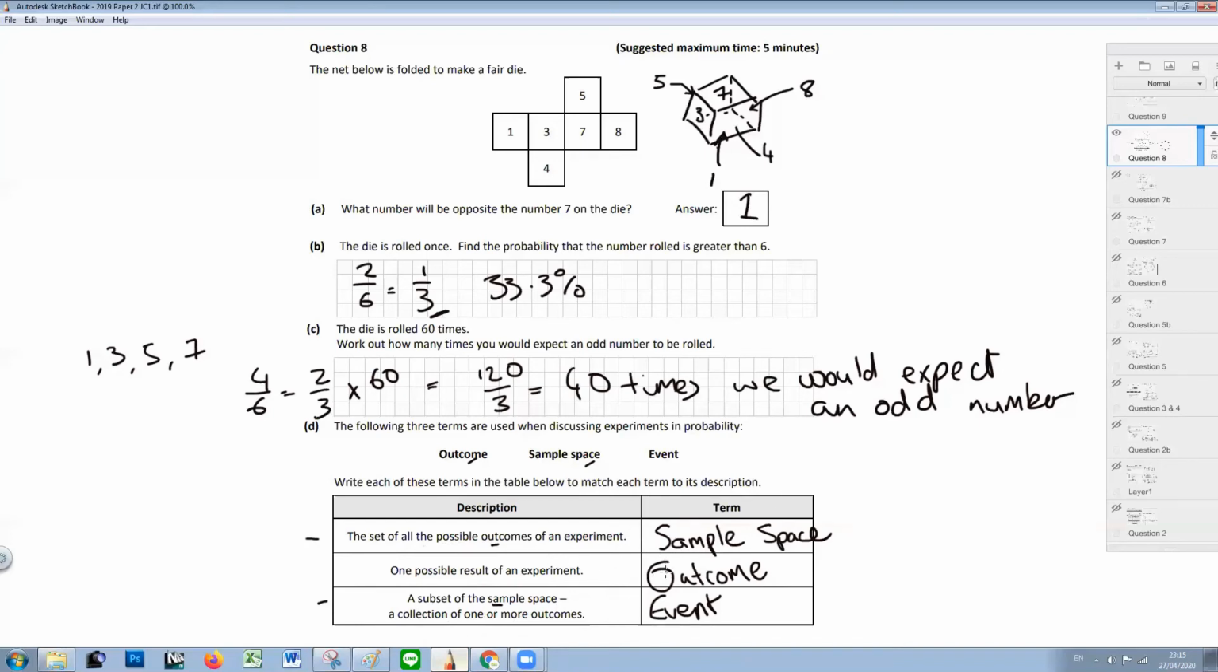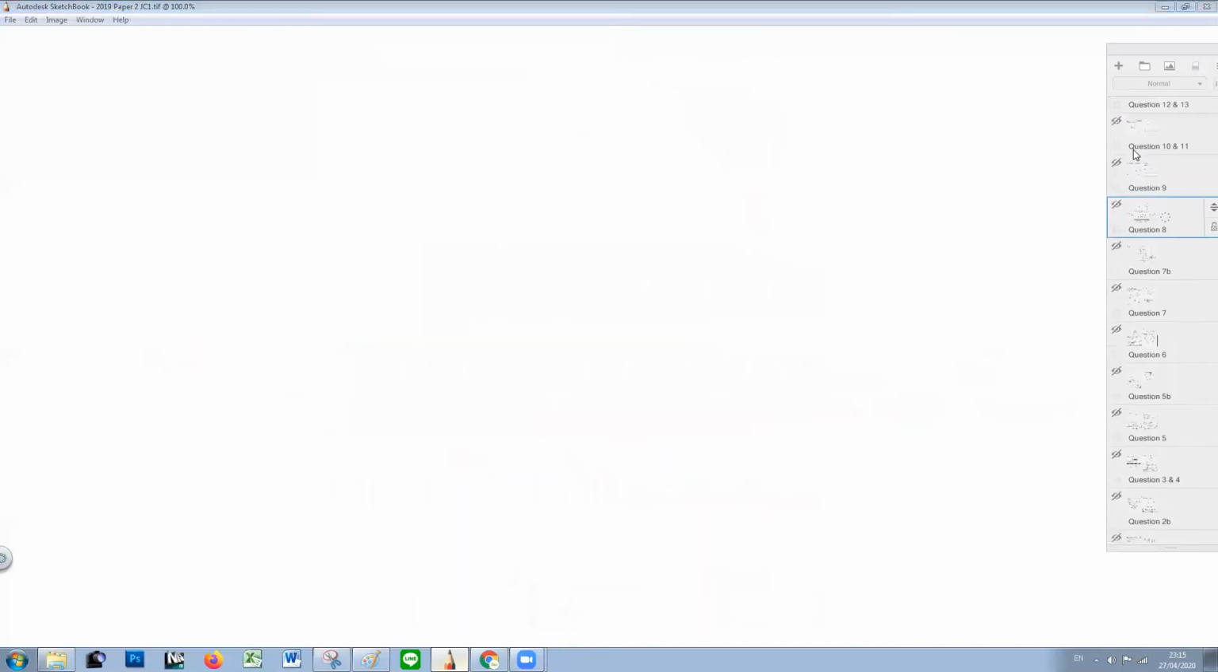Now, you've already put an answer in for this. So it says a subset of the sample space. So this answer can't be your sample space. So it has to be event. And then this one, by process of elimination, is going to be your sample space. Again, knowing them is obviously better. I'm just giving you a way to work through it if in the exam.